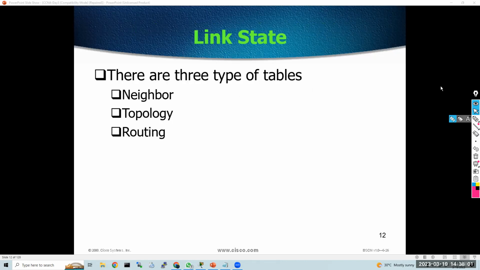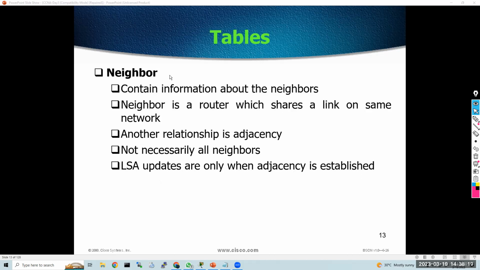Okay, so again, link state maintains three types of tables: the neighbor table, the topology table, and the routing table. Same like your EIGRP. So what does the neighbor table do? The neighbor table contains information about the neighbor, and a neighbor is a router which shares a link on the same network.